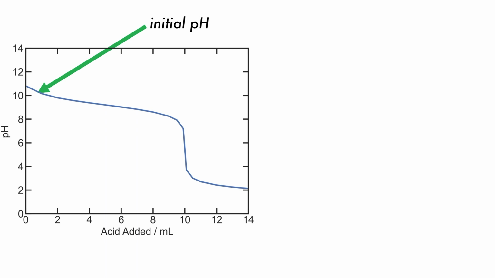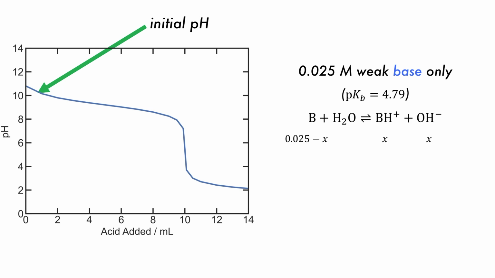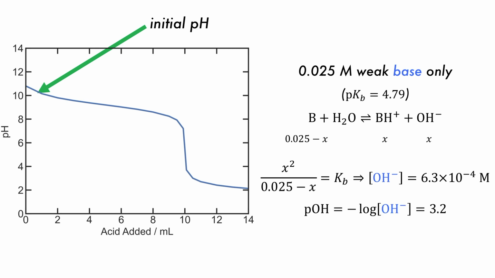The initial pH is determined by Kb, the base dissociation constant, and the initial concentration of the base, because initially the system only contains the weak base. This follows this equilibrium. We'll omit the reaction table for now, but the equilibrium concentrations can be calculated as so, with the hydroxide concentration being 6.3 times 10 to the minus 4. The pOH can then be calculated as 3.2, and pH will therefore be 11.